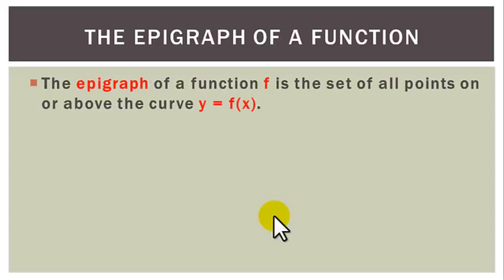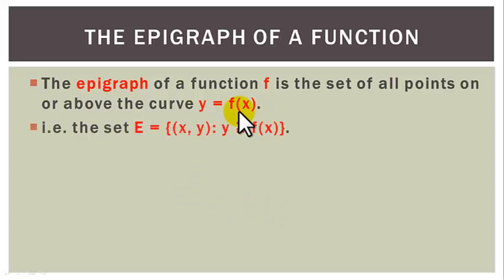The epigraph of a function f is the set of all points on or above the curve y equal to f of x. That is, the set E of all ordered pairs xy such that y is greater than or equal to f of x is the epigraph of f. We use this to illustrate the epigraph of a function.